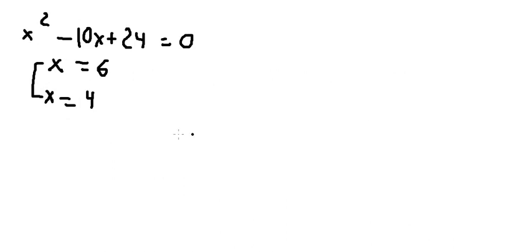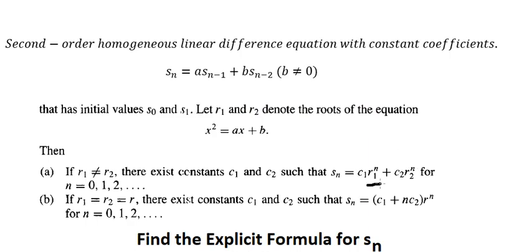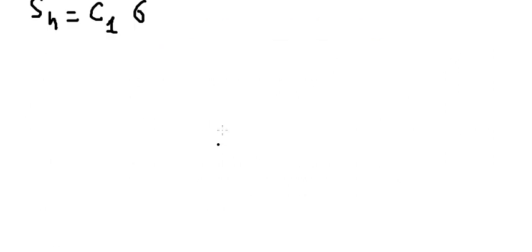So we can apply the first formula. We put h_n equals c number 1 times number 6 to the power of n, plus c number 2 times number 4 to the power of n. So r number 1 is number 6, and r number 2 is number 4 in here.